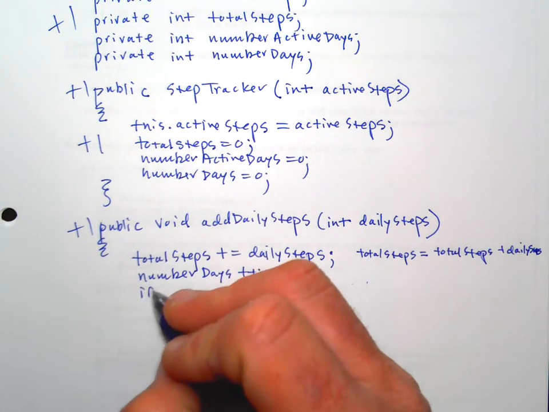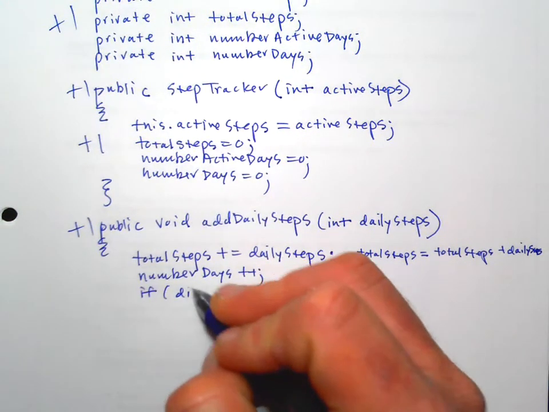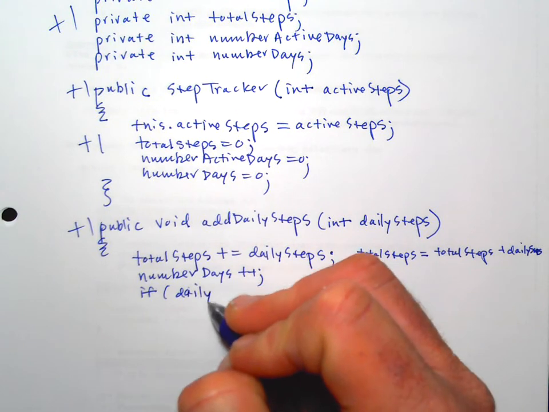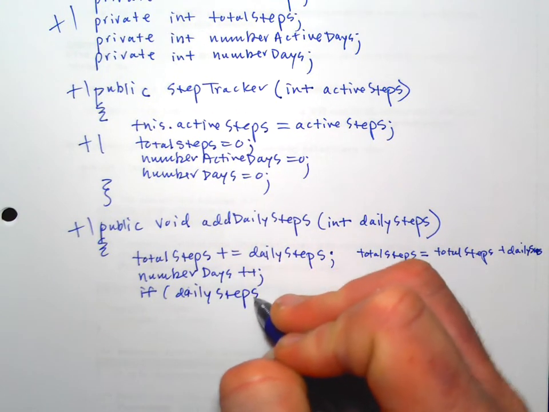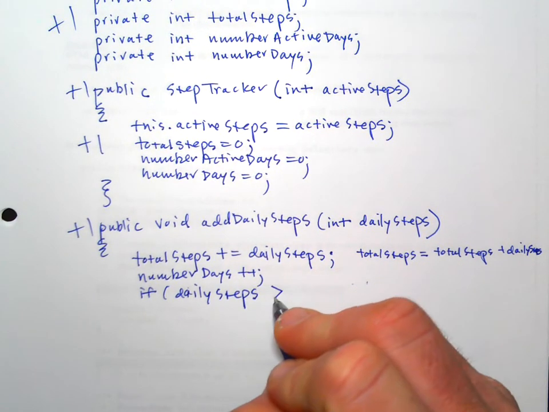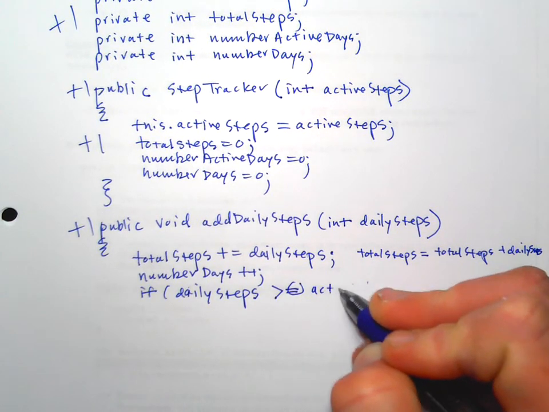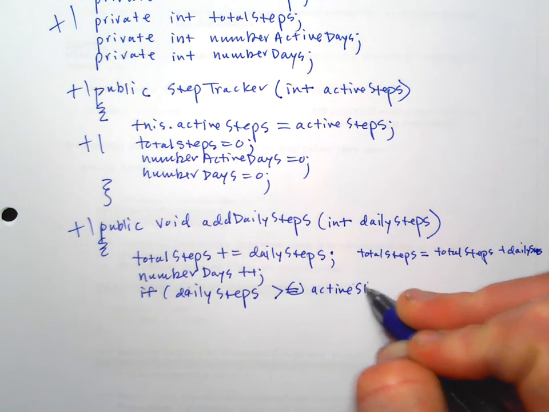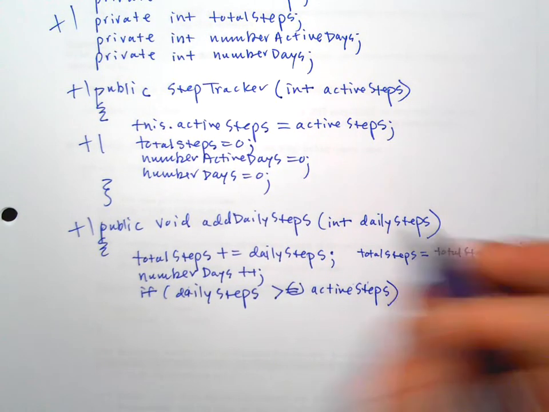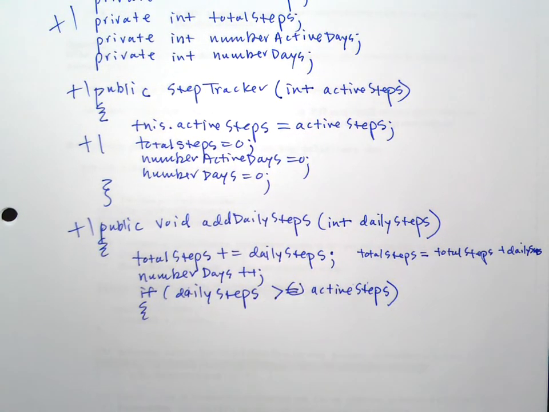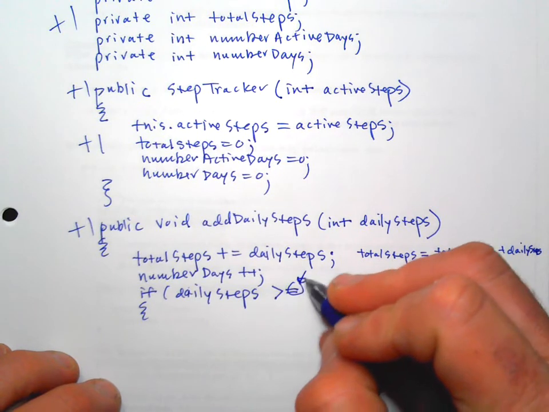So we say if daily steps greater than, now this is a mistake that a bunch of people made, or equal to, I called it active steps. Some of you guys called it min. The minimum is the barrier. It doesn't have to be greater than the minimum. It has to be equal to or greater than. So if you miss this or equals to, you're going to lose a point.